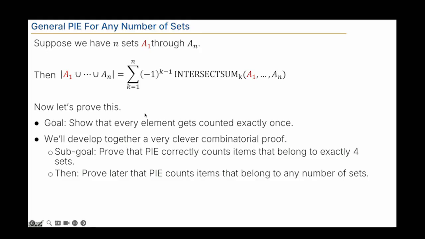So my sub-goal here is to prove that this formula up here correctly counts items that belong to 4 sets. I'm going to start by imagining an item that's only part of 4 sets. I'll show that it counts that correctly, and then I'll generalize to items that belong to any number of sets. Okay, so let's jump in and do it.